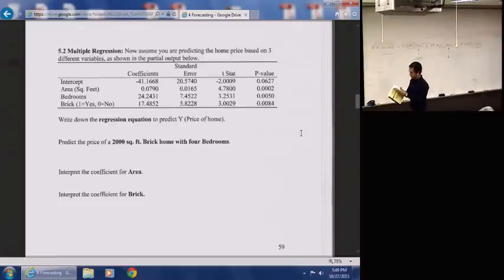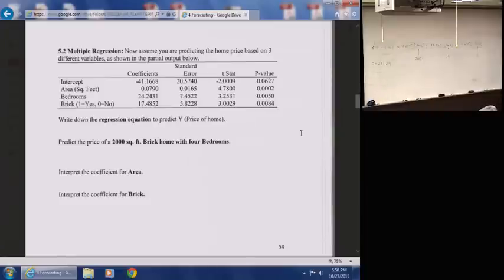Okay, I'm going to cheat and look at what the answer is on page 154. It tells you y equals 231.29. So for the 2,000 square feet house with 4 bedrooms that's a brick house, it gives you $231,290 on average.